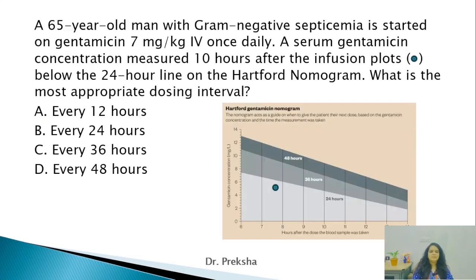Now let us discuss one MCQ. A 65-year-old man with gram-negative septicemia is started on gentamicin 7 mg per kg IV once daily. A serum gentamicin concentration measured 10 hours after the infusion plots below the 24-hour line on the Hartford nomogram. What is the most appropriate dosing interval? 12 hourly, 24 hourly, 36 hourly, or 48 hourly? Here you can see it is in this area. So the answer here is every 24 hours.